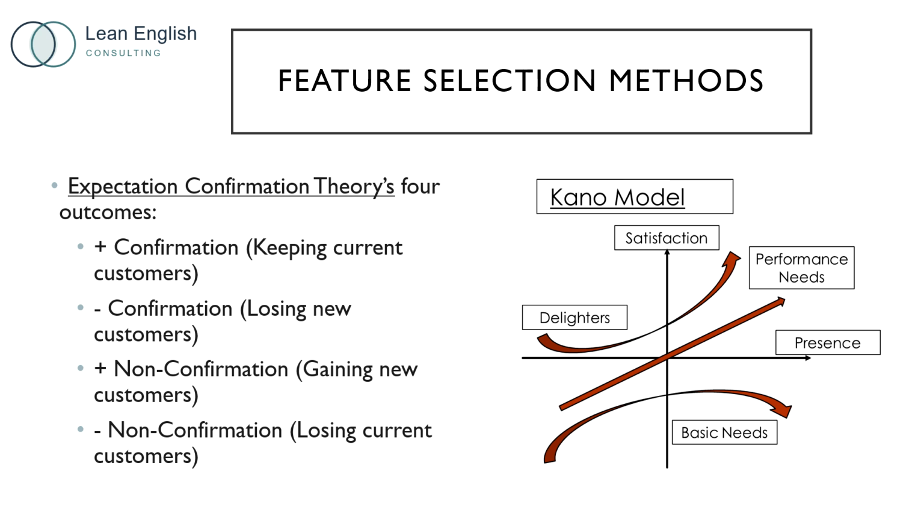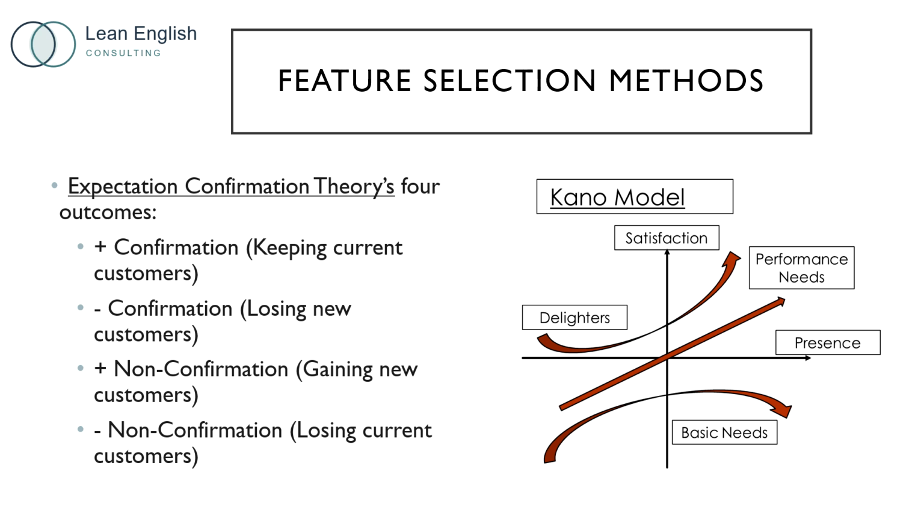Now you ask, Tom, how does the team determine what will impress the client? Here are two tools that teams can use to brainstorm some ideas. Expectation confirmation theory states that there are four types of customer experiences depending on their expectations. An experience can be negative or positive depending on the outcome. Furthermore, the experience will lead to confirmation or non-confirmation.